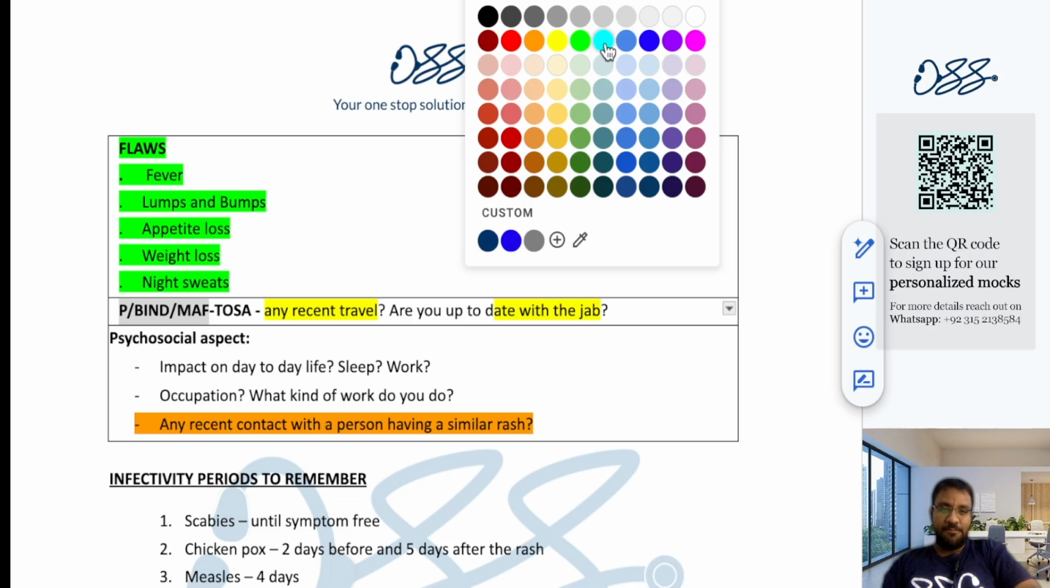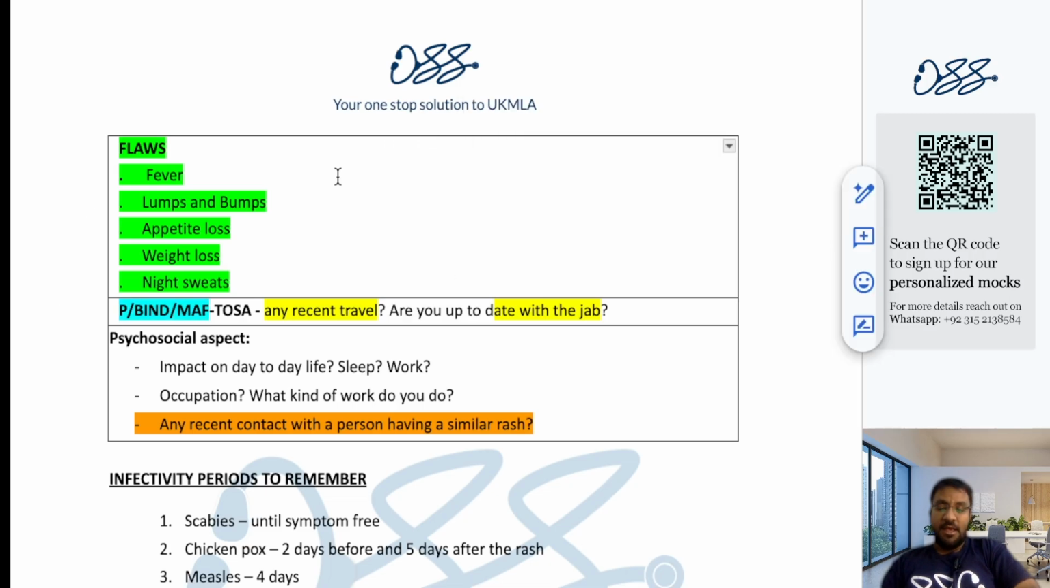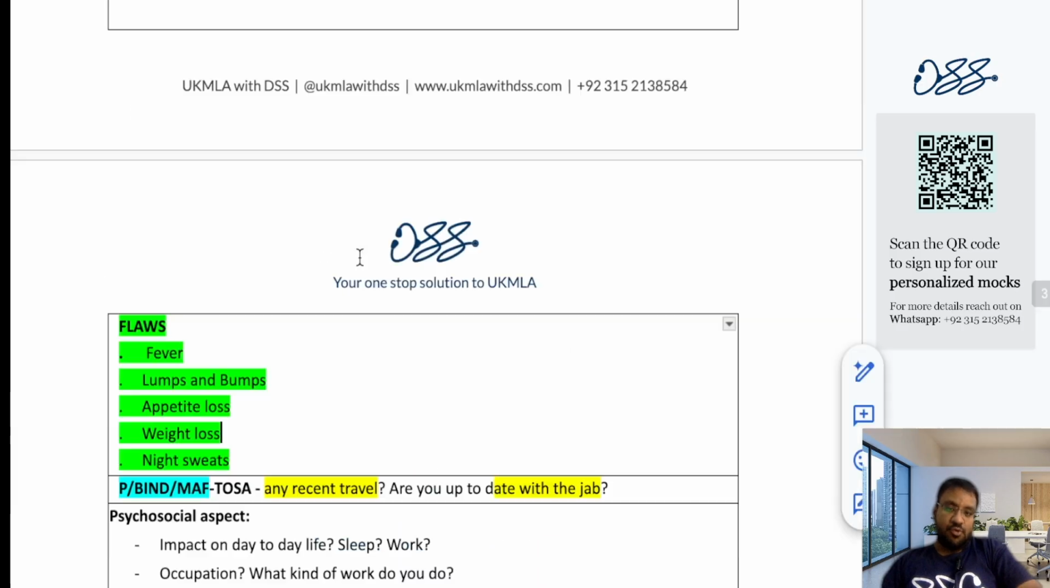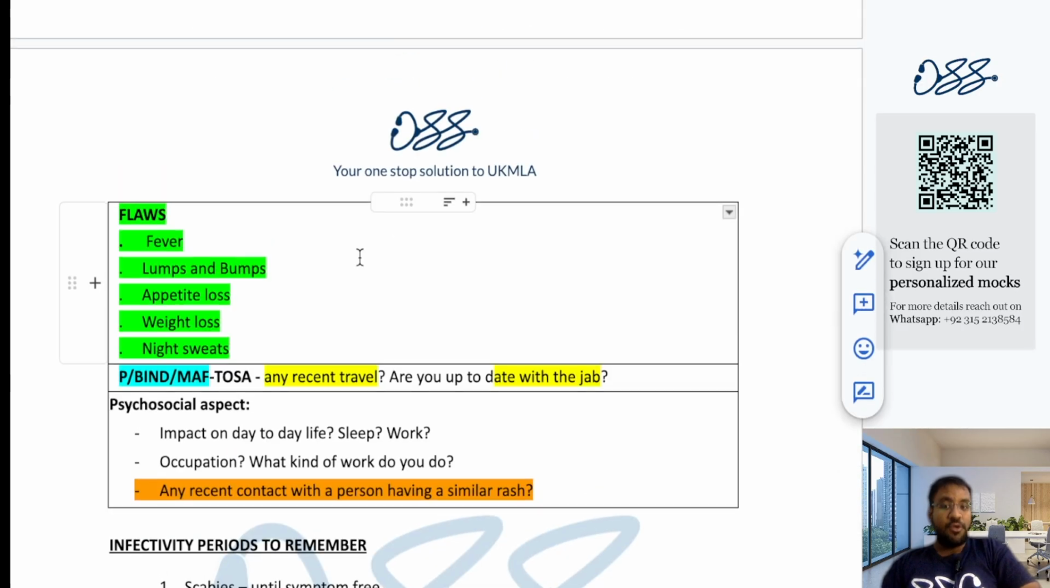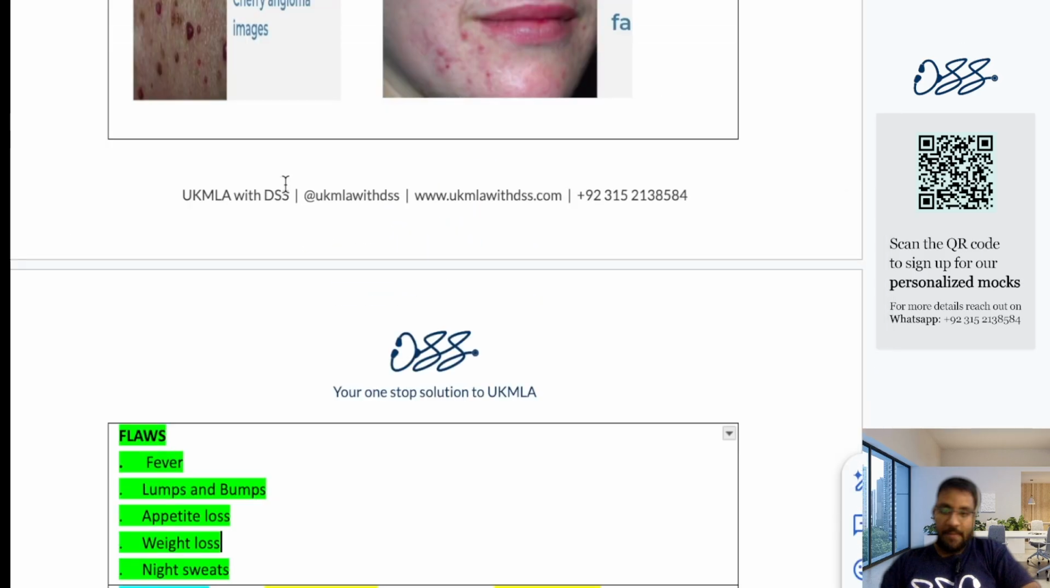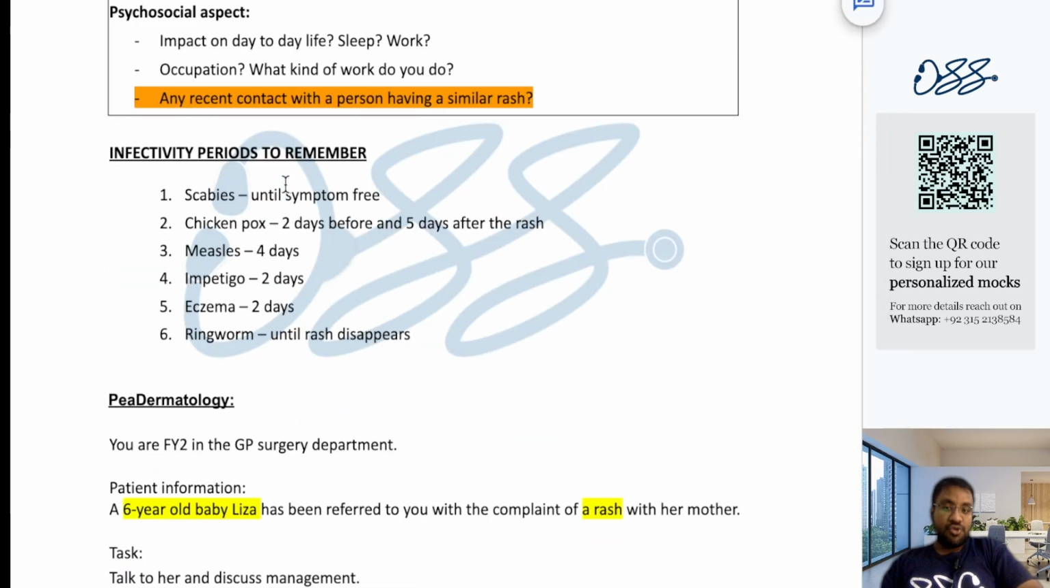I'm going to highlight it in blue. Skip this layer, just do the P bind and MAF, and the psychosocial aspect needs to be asked nevertheless. This is the variation that you need to do. If you're not asking the P bind, if you're not taking the pediatric specific history, then even though you take a flawless derma history, your marks would be deducted and you would not be scoring high in your exam. One more thing you need to remember is the infectivity period.